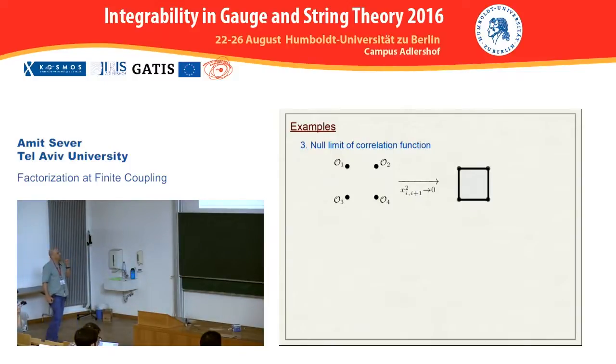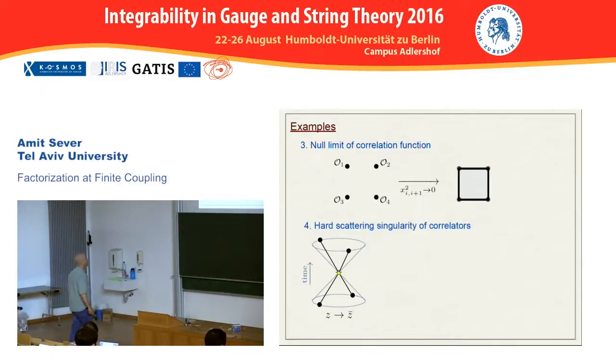Another similar limit was considered by several people here, studied in the work of Alday and company: the null limit of correlation functions of local operators. Here we have, for example, the 4-point function of 4 local operators, and one can take the limit where pairwise they become null separated from each other. And one of the hallmarks of those works was that in this limit, you get a pole for each pair of operators that become null separated from each other, and the residue of the pole is a square Wilson loop.